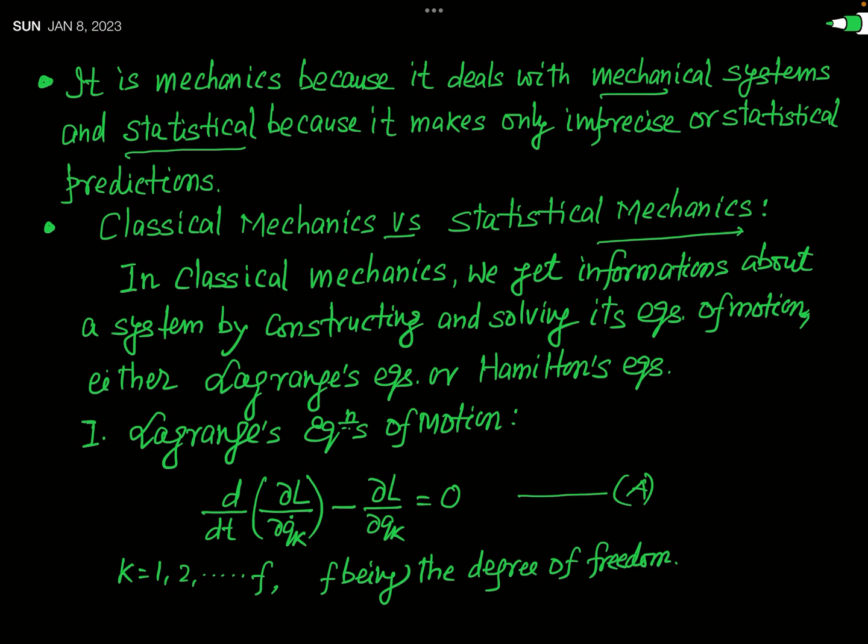Now, as you know, mechanical systems are also dealt with in classical mechanics and in quantum mechanics. So why is there a need to study mechanical systems with statistical mechanics? Is classical mechanics not sufficient to deal with mechanical systems? What is the drawback of classical mechanics due to which we need the concept of statistical mechanics?